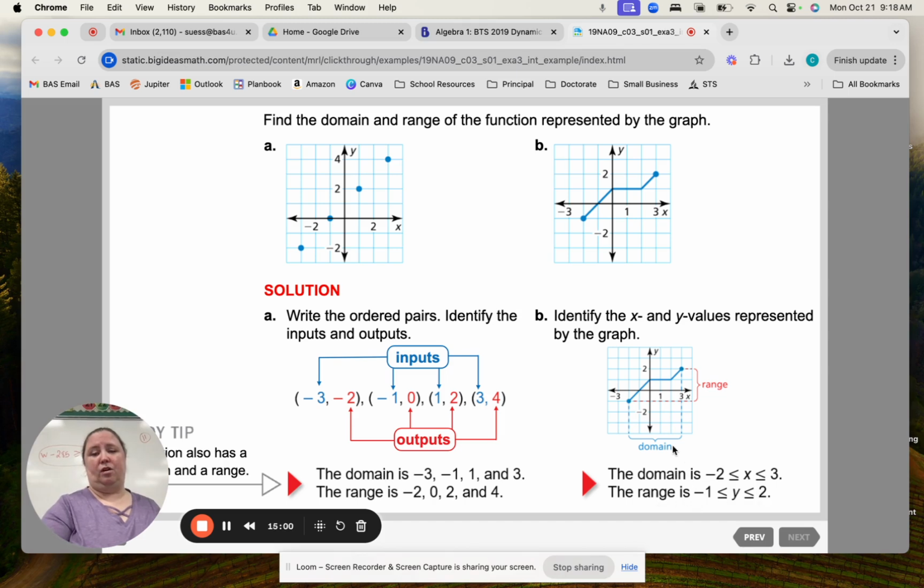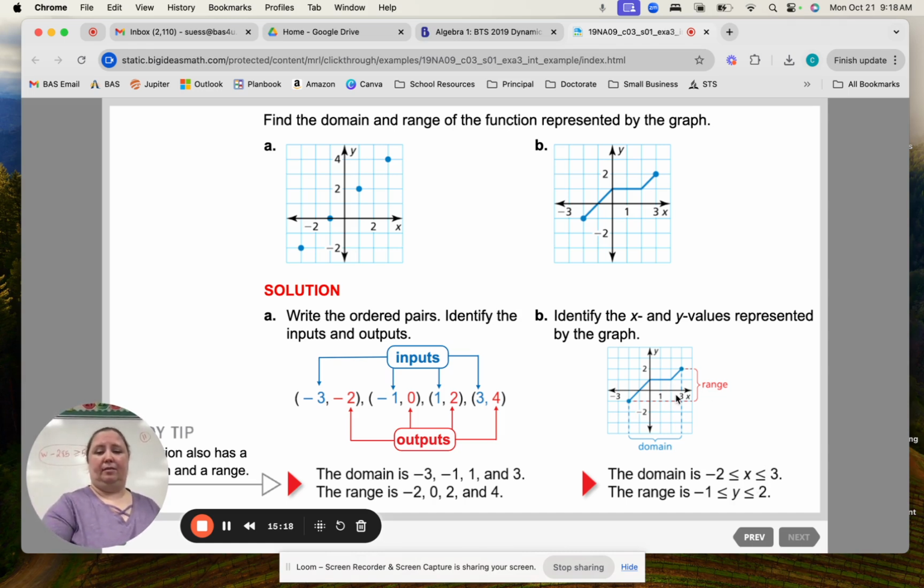So the range for the y value is everything from -1, see how we went down to -1 here, all the way up to +2. So the domain is always the x? Correct. And the range is always the y.